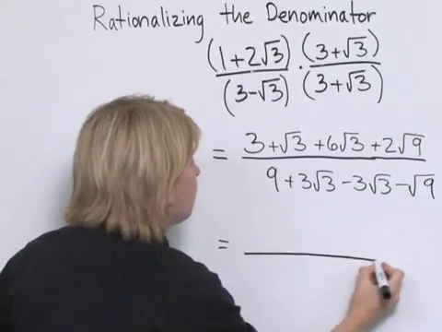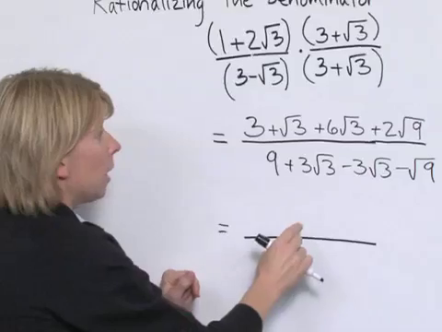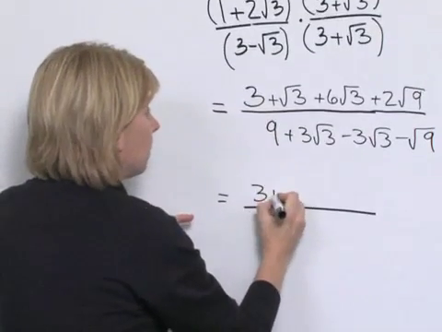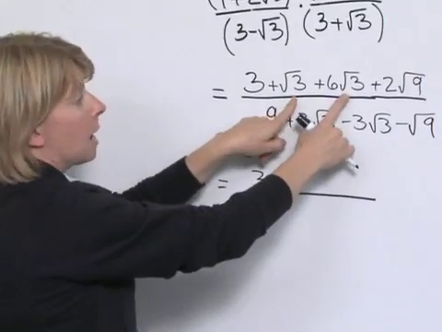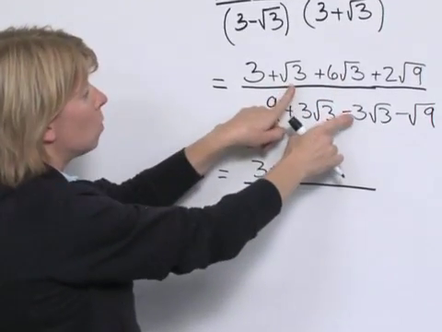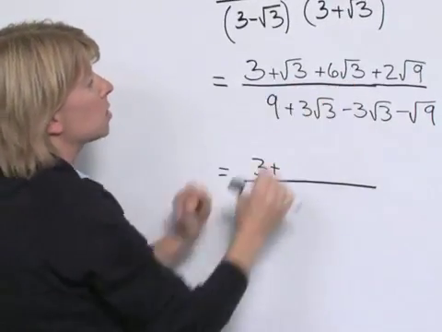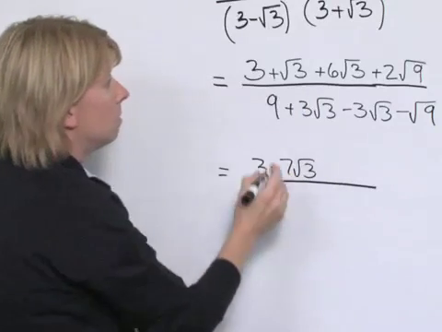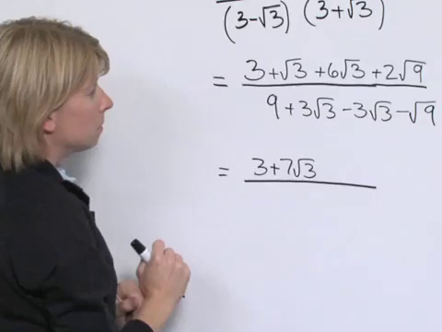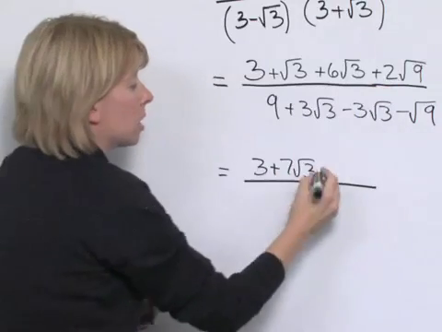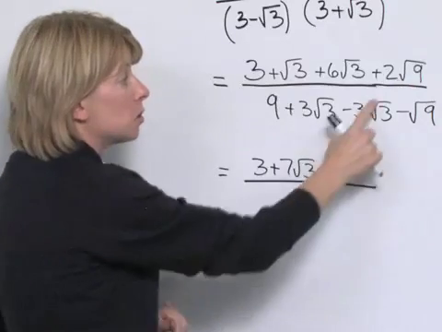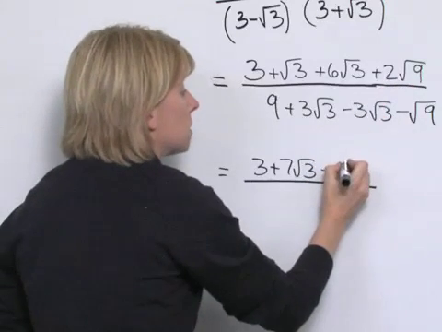Now let's go through and simplify. In our numerator, we've got 3. Our two middle terms can be added because they're like radicals. 1 square root of 3 plus 6 times the square root of 3 is 7 times the square root of 3, adding the 1 and the 6. And our last term, the square root of 9 is 3, so this is really 2 times 3, or 6.